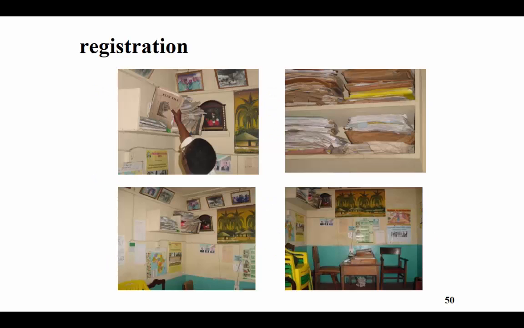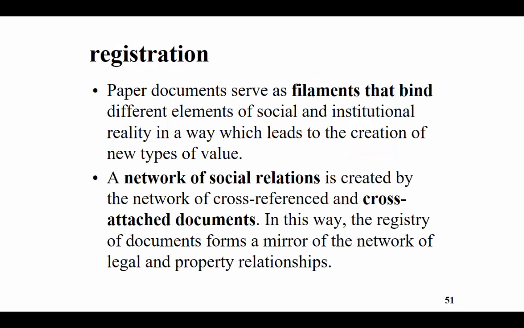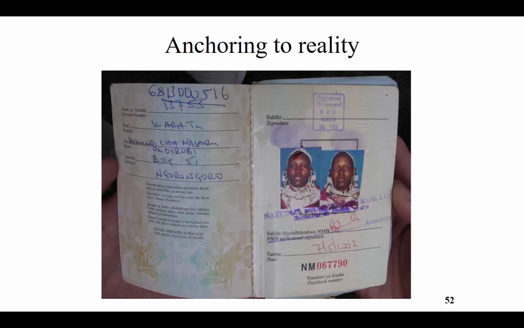So the documents are crisscrossed. They come in bundles, and each bundle will be documents relating to a certain set of institutional arrangements. And these bundles, these crisscross networks of documents, mirror the network of legal and property relations between the people who are described in those documents and the land or factories or farms or whatever it might be, which the documents describe.